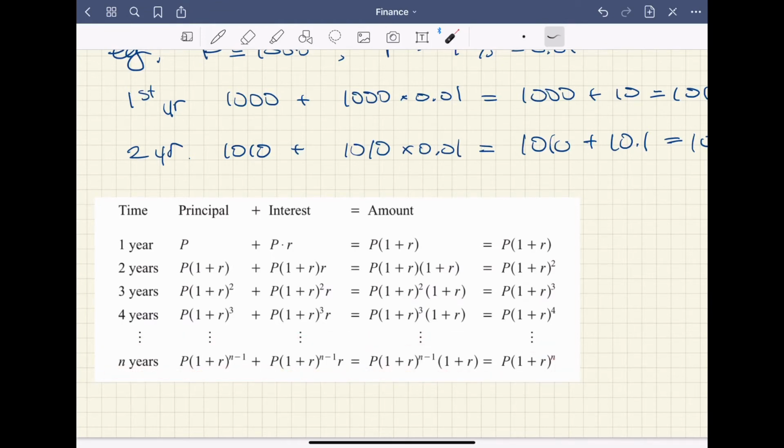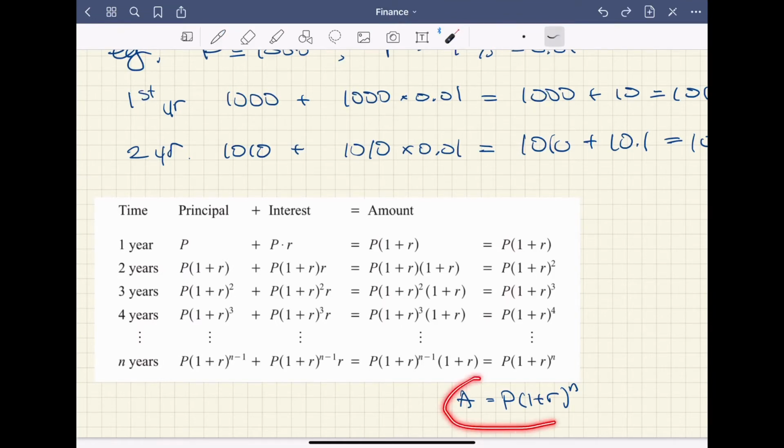You can tell that the exponent here is always the years. You see that? So for n years, our formula becomes this: P times 1 plus R to the power of n. So let me write that down. Your amount is equal to P times 1 plus R to the power of n.